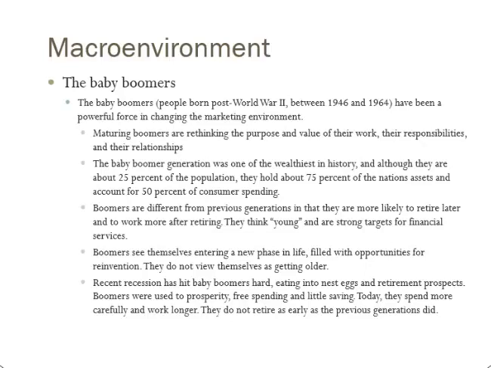Then we've got the baby boomers. As we discussed before, the baby boomers, people born approximately between 1946 and 1964, have also become a powerful force in changing the market. Maturing baby boomers who are now getting close to retirement age, or at least many of them are, maybe not the younger ones, but even the younger ones are starting to get a little bit long in the tooth. And they hold about 3/4 of the nation's assets and account for 50% of the consumer spending. And the reason is because right now it's 2014, so they are between 50 and 68 years old based on these numbers.